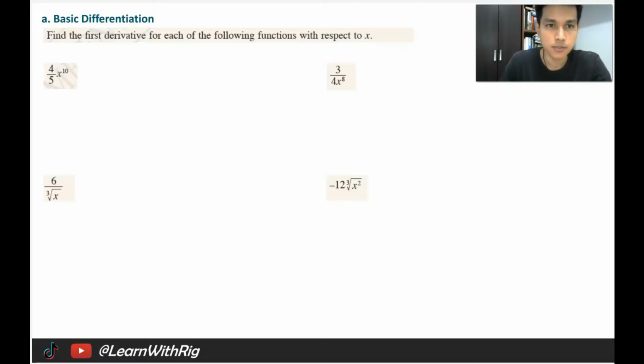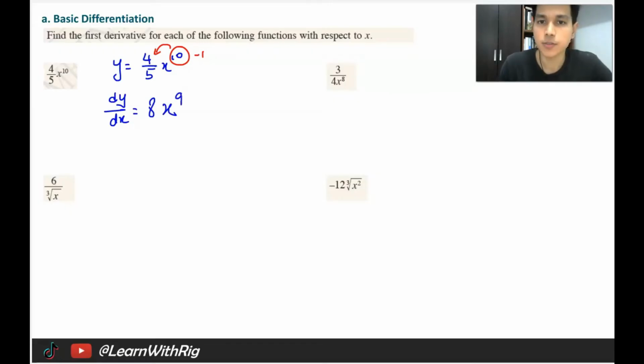So now let's assume y equals 4 over 5 x power 10. So same thing, x multiply 4 over 5. Here dy/dx, when you multiply you get what? 4 over 5 times 10, you get 8x. 10, don't forget 10 must minus 1, so you get 9. Okay, next question, 3 over 4x power 8.